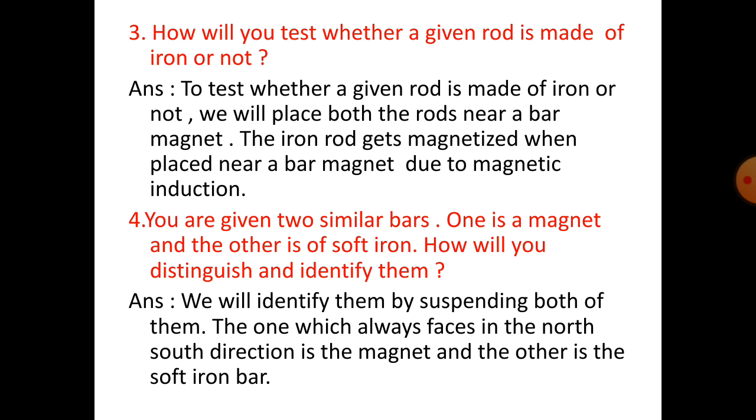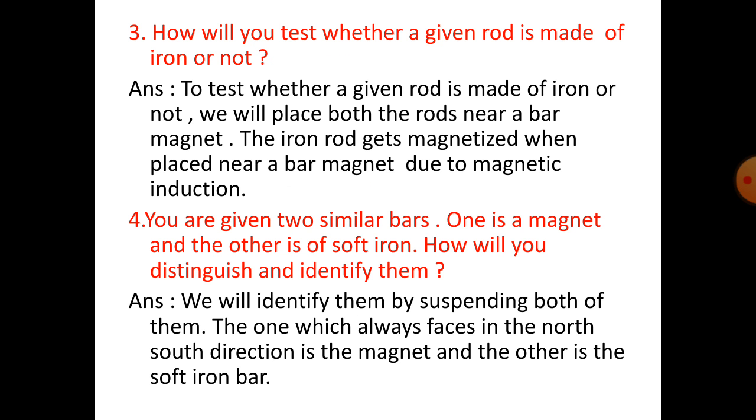3. How will you test whether a given rod is made of iron or not? To test whether a given rod is made of iron or not, we will place both the rods near a bar magnet. The iron rod gets magnetized when placed near a bar magnet due to magnetic induction.